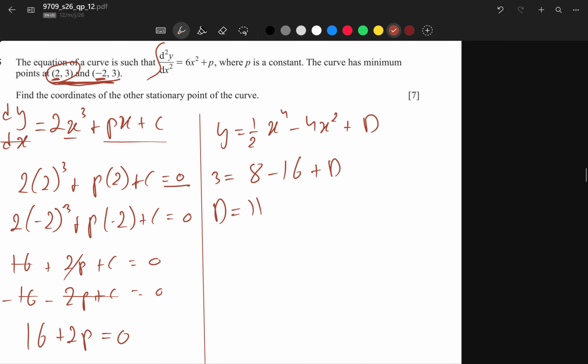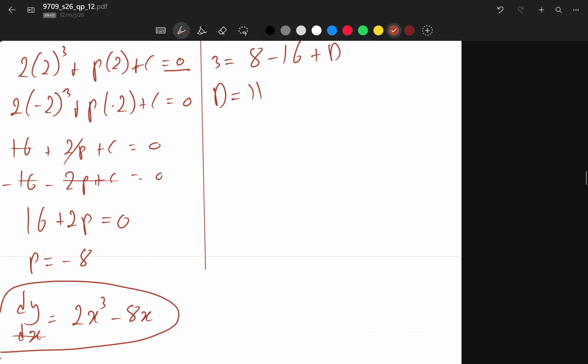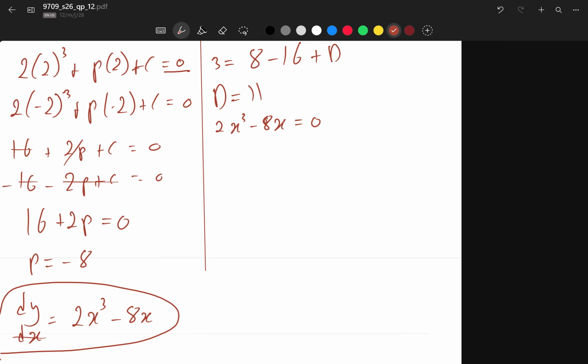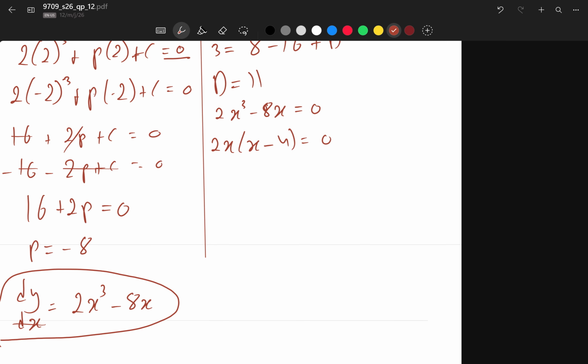Now we have to put this first derivative equal to 0 again. So dy by dx is equal to 2x cubed minus 8x equals 0. Now from here if you take 2x common, so 2x into x squared minus 4. Now x squared minus 4 can be written as x minus 2 times x plus 2. 2x remains the same. So x is equal to 0, x is equal to minus 2, x is equal to 2.